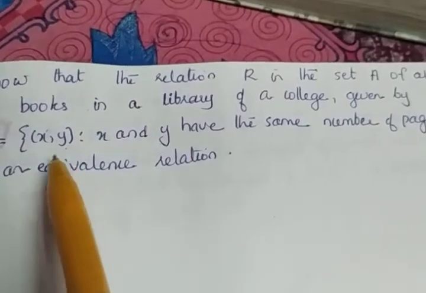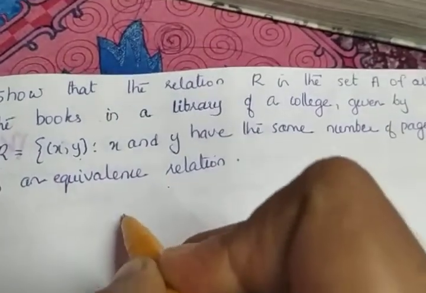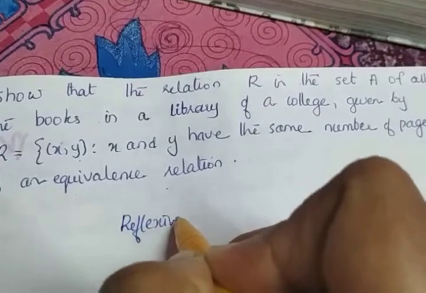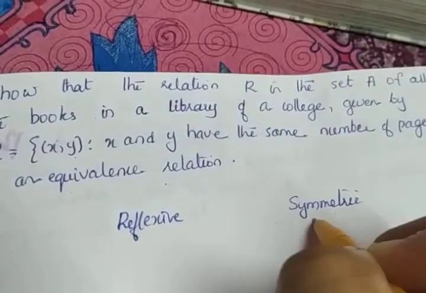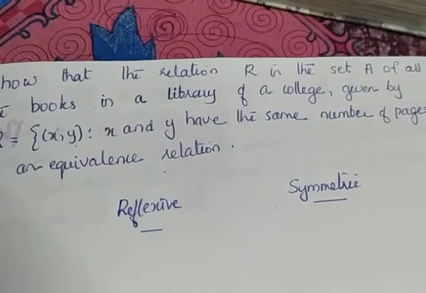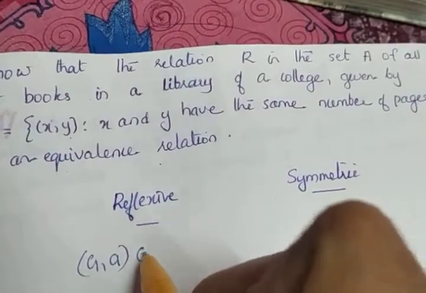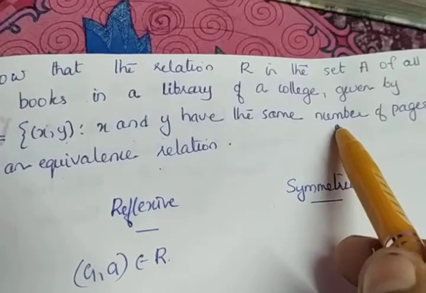Okay, that is a condition. And we have to check whether it is an equivalence relation or not. So to check whether it is an equivalence relation, we have to check whether it is reflexive, symmetric and transitive, isn't it? So we will check one by one. To prove the reflexivity, what is the condition? (A, A) must be an element of R. The relation is that X and Y have the same number of pages.